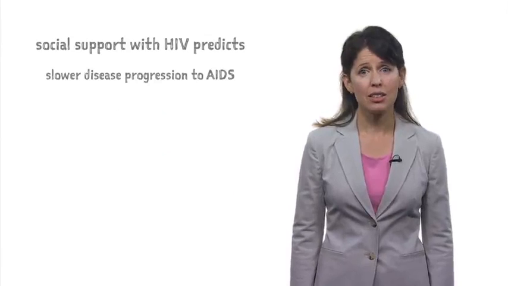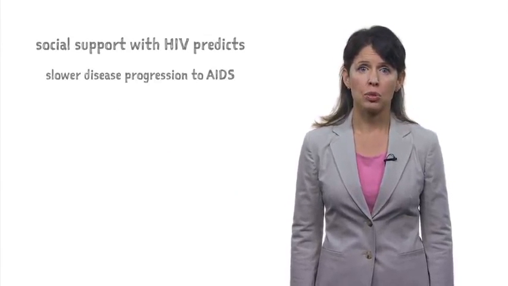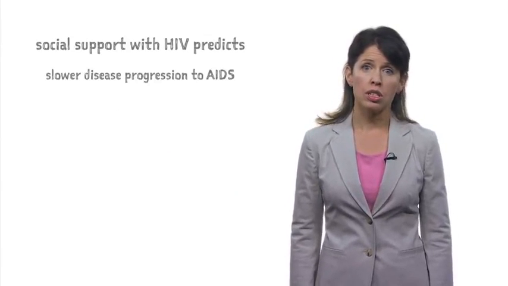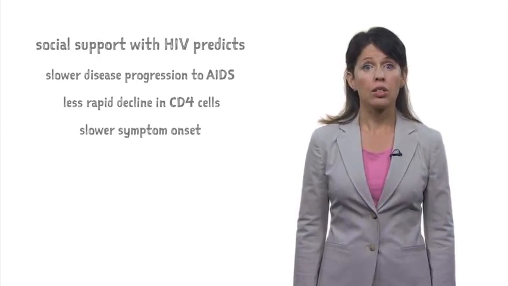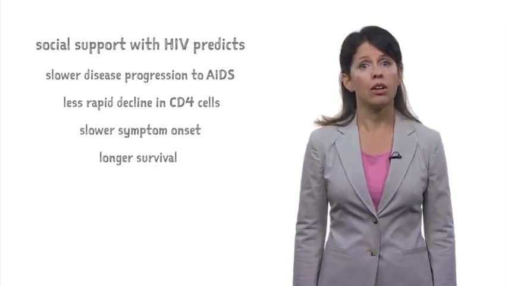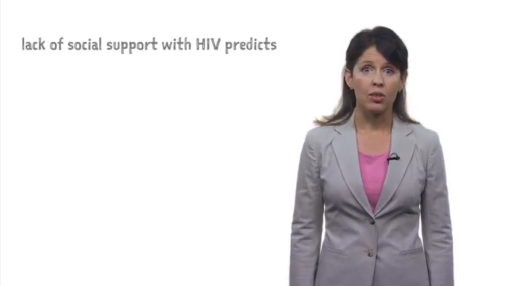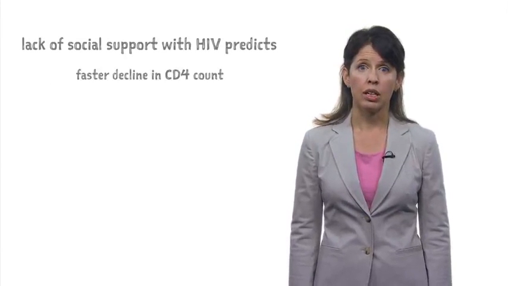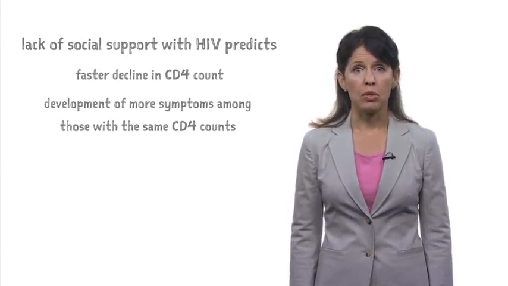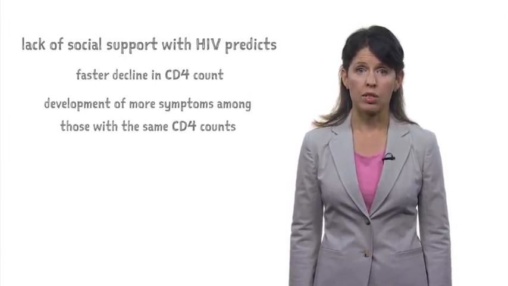Let's take HIV, for example. Studies have shown that higher social support predicts slower disease progression to AIDS, less rapid decline in CD4 cells, slower symptom onset, and longer survival. From another perspective, the lack of social support has been linked to faster declines in CD4 count, to development of more symptoms among those with the same CD4 counts, and to shorter survival.